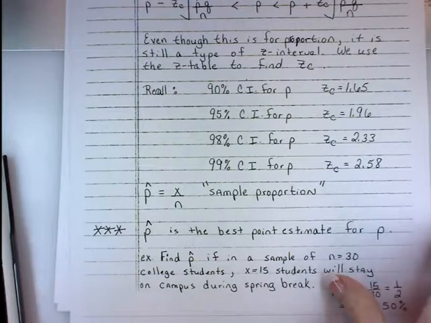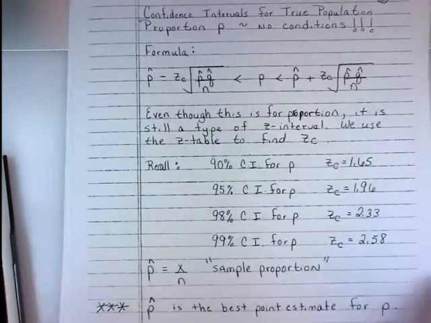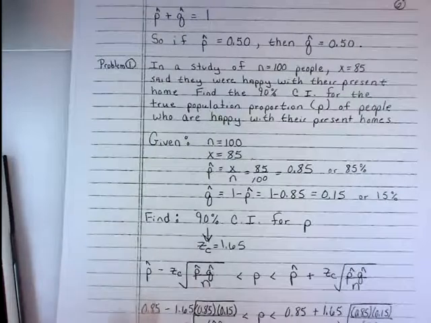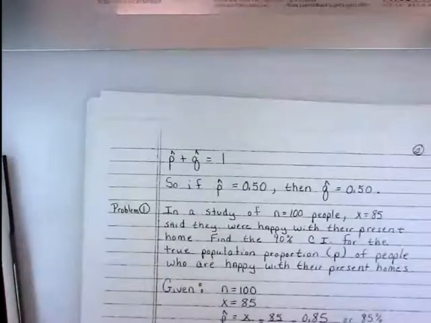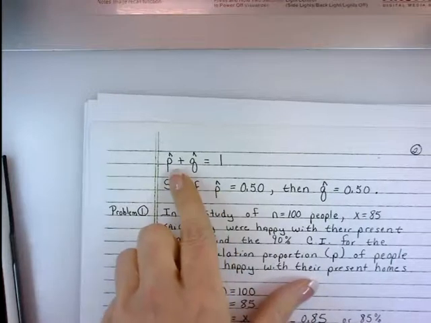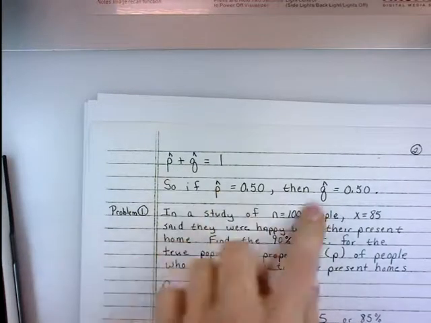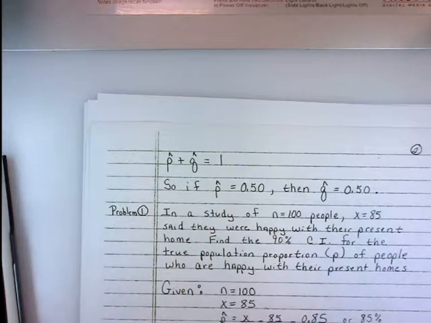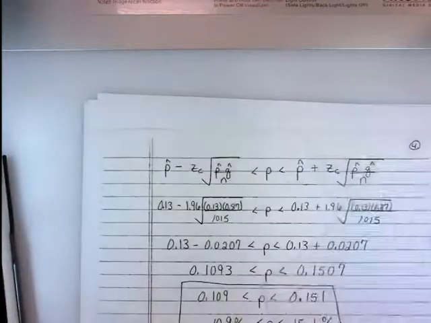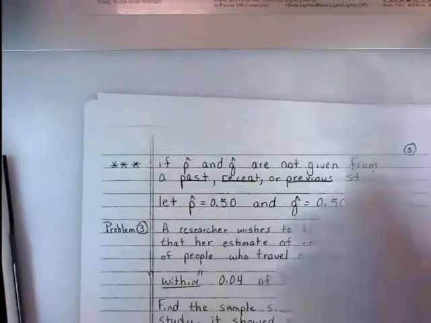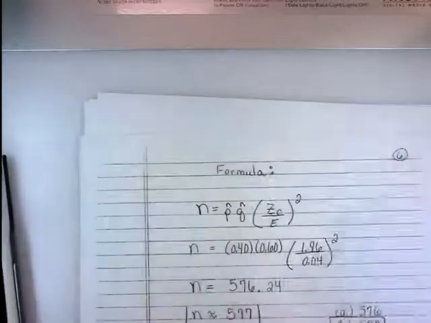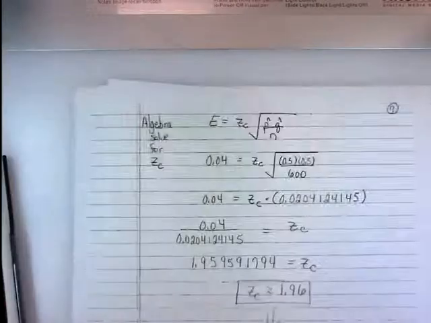Now, p-hat and q-hat are related by the fact that they have to add up to equal 1. They do not give you q-hat in these problems. They only give p-hat. So if p-hat is 0.5, then q-hat has to be 0.5. The rest of these problems are the 4 problems that you see there, but I'm going to work these problems by hand all the way through here. Problem number 4. And show you how to come up with these answers.